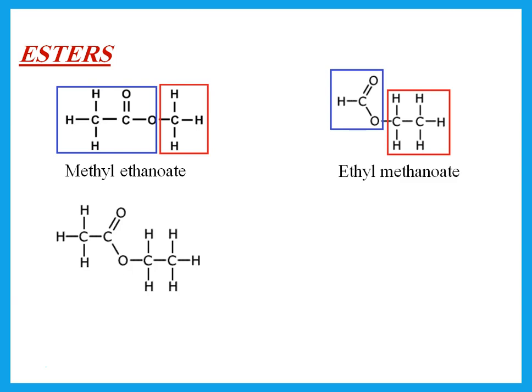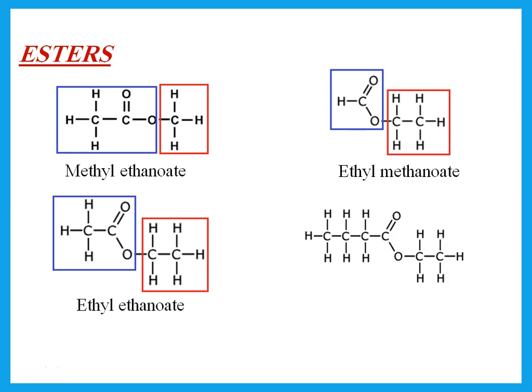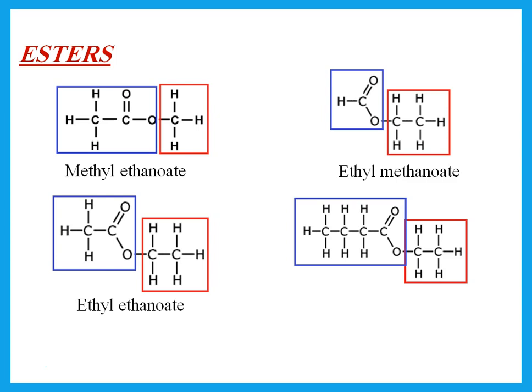Try naming this. Where is the alcohol and where is the acid part? The alcohol part on the right has 2 carbons, ethyl. The acid part on the left, again 2 carbons, so that was ethanoic, so it is now ethanoate. This one would be ethyl butanoate. Are we better at naming esters?